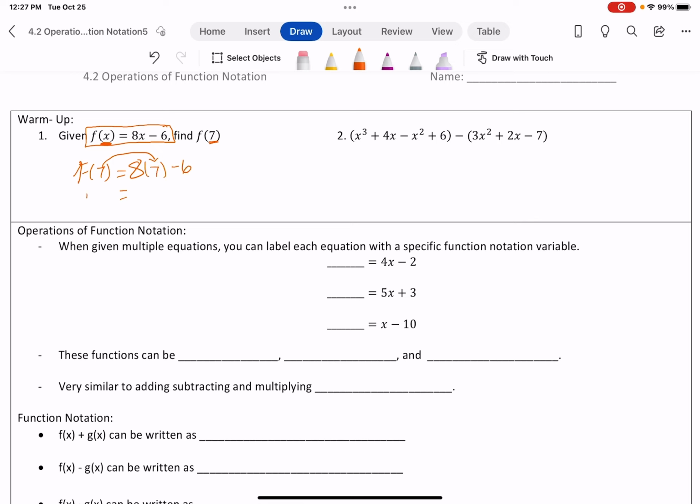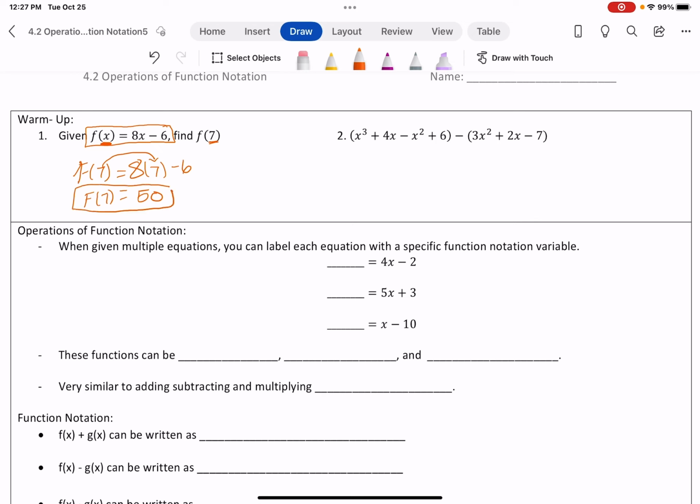Now, to find out what f of 7 is, this is a whole bunch of numbers, so we type it into our calculator. Once we do that, we should get 8 times 7, which is 56. 56 minus 6 is 50. So f of 7 is 50.